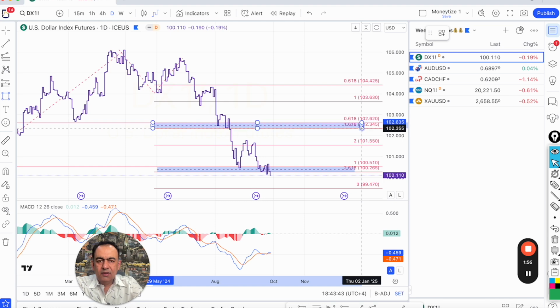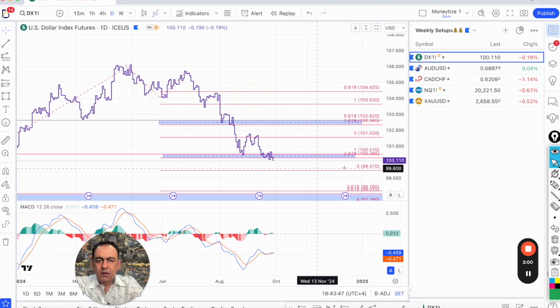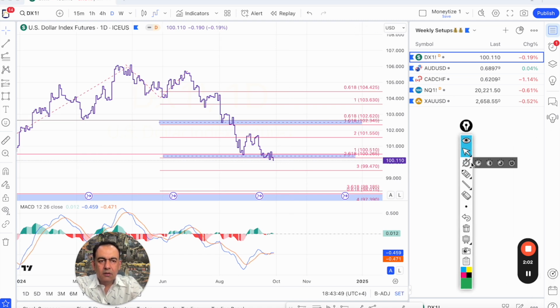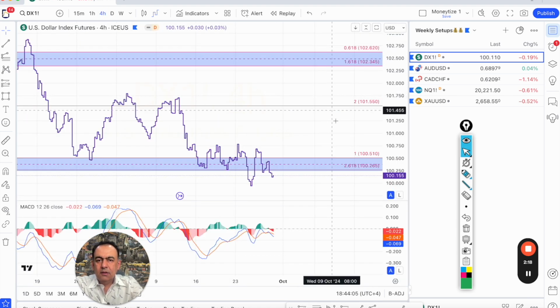Currently we are sitting at the confluence zone, but if you notice, the price has not found support at 100.26. In fact, the current price is lower than 100.26, which means the current market price for dollar index is lower than the support zone. Now moving down to the 4-hourly chart and aligning the chart.